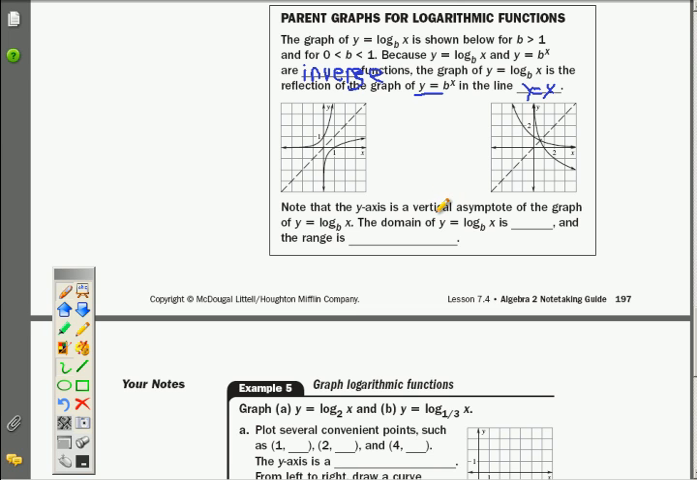Remember some things you need to know. The domain of y equals log base b of x, because this is a result of b to the y power, is that x is going to have to be greater than 0. Remember, you can't get a negative result when you're taking something to a power. And the range, remember we do this shorthand, is all real numbers. Could be anything in there.